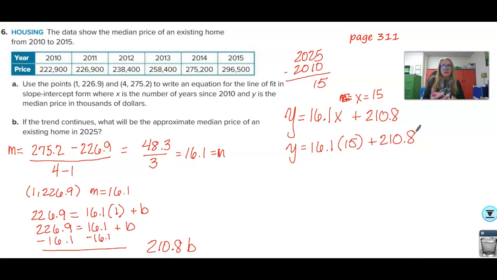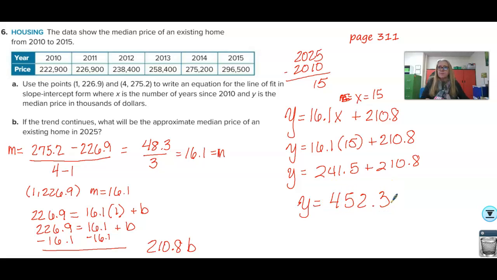All right, so we need to multiply 16.1 times 15, and that gives us 241.5 plus 210.8, which tells us $452.3 thousand in 2025. Average price of a house, $452,000. That's a lot. That's a very expensive house.